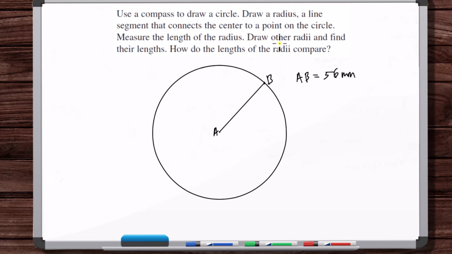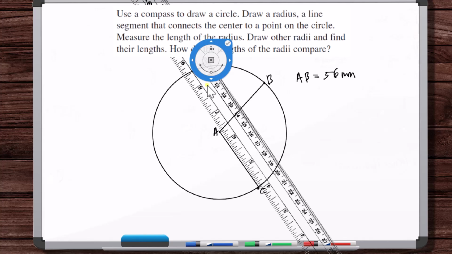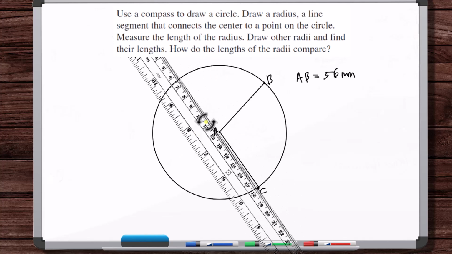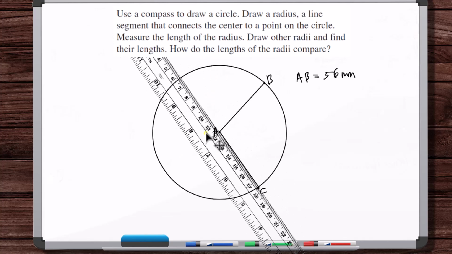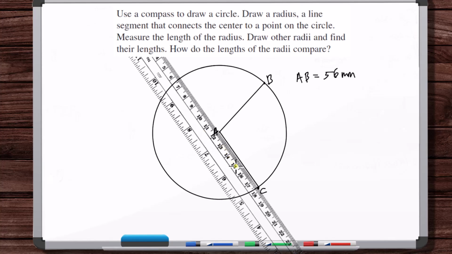Okay. Draw other radii and find their lengths. How do the lengths of the radii compare? Well, based on the definition of a circle, any radius is going to have the same length. That's the definition. All points on the circle are the same length from the center point. So we expect this to be the exact same length. Any radius that we draw would be the exact same length. So okay, 10, 20, 30, 40, 50, about 56. There you go.